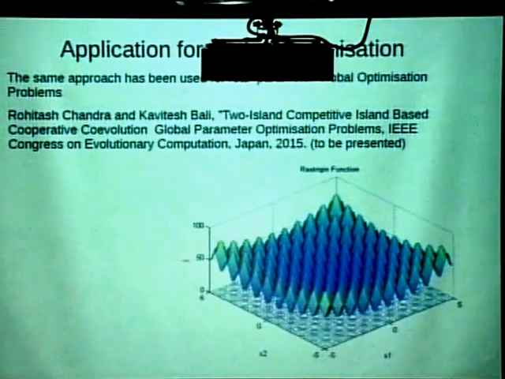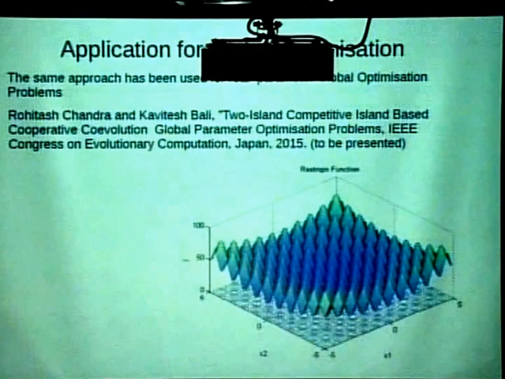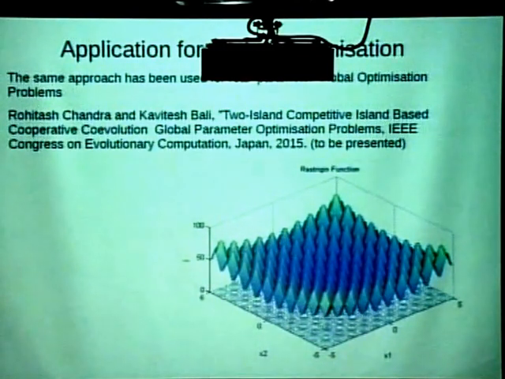This is just a 2-dimension problem. We visualize things in 2 dimensions, but we applied it to 60 and 100 dimensions, and also 500 and 1000 dimensions. And we found that the method does quite well with 2 islands, and currently we are submitting a paper to IEEE Transactions, and that is for 3 islands.